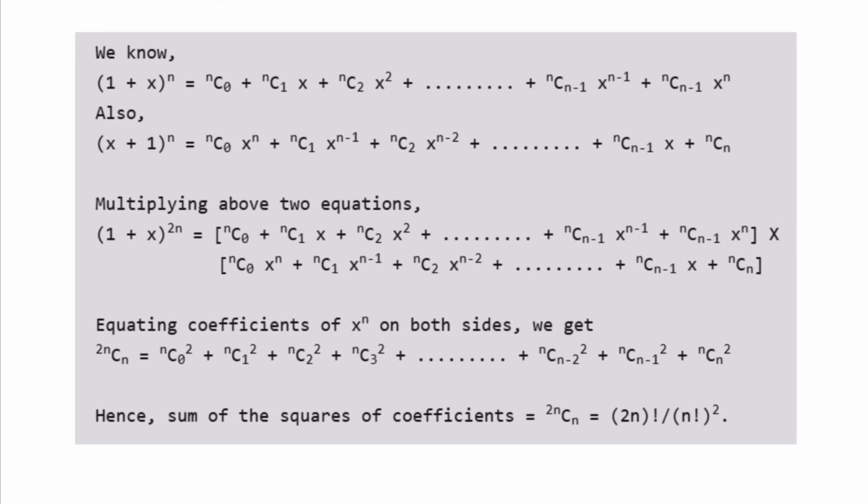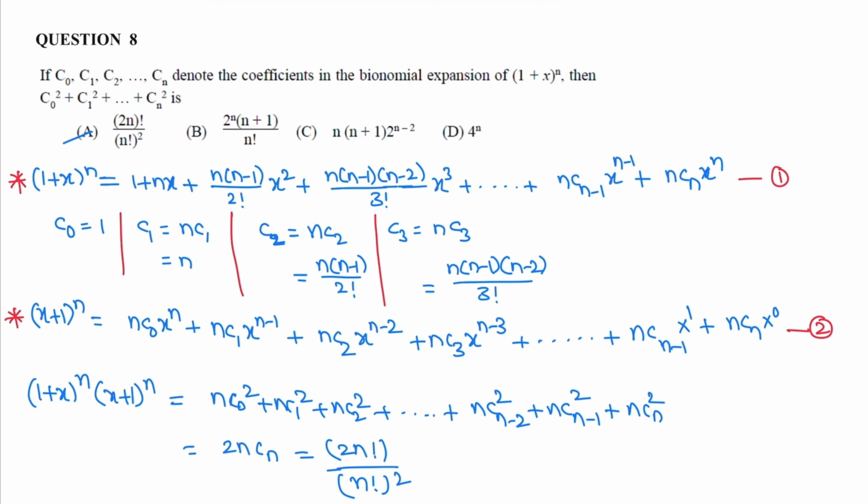Or this is one more method to calculate the expression. Take (1 plus x) whole power n and (x plus 1) whole power n, multiply the two, and equating the coefficient of the term x power n on both sides, we will get the final expression. The sum of squares of coefficients for the given expression is 2n factorial by (n factorial) whole square. So the correct option is A. Next question.